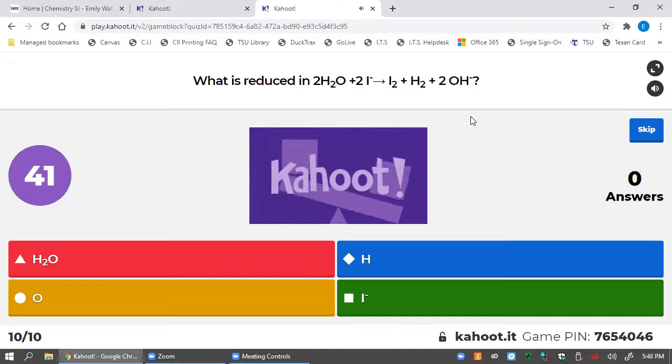My recommendation in these is to start off with the elements that are in their elemental state on one side. So what are the 2 that are in their elemental state? I2 and H2. Yep, hydrogen.